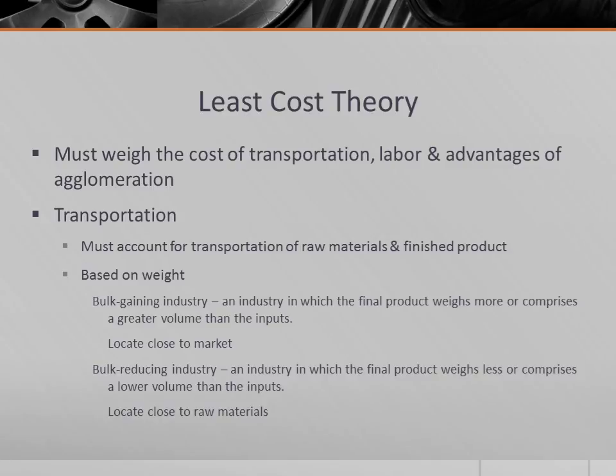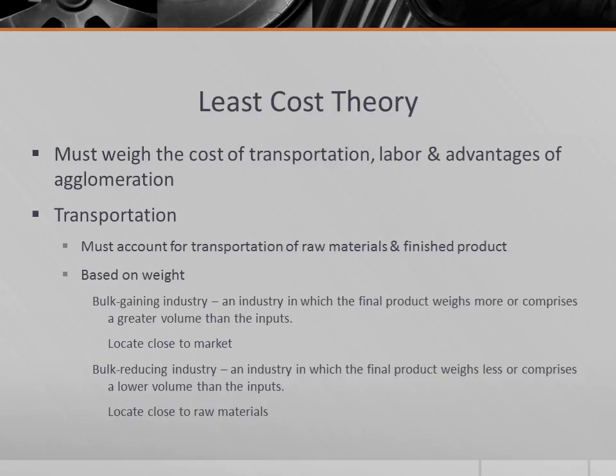So those transportation costs are based on weight. And we have two vocabulary terms that go along with this. The first is a bulk gaining industry, an industry in which the final product weighs more or comprises a greater volume than the inputs. So if the finished product is going to weigh more, that industry is going to locate closer to market because they want to minimize the distance that they have to transport the heavier product, in this case the finished product. Therefore, they're going to locate closer to market. They're willing to ship those raw materials further because they are lighter and cost less to ship.